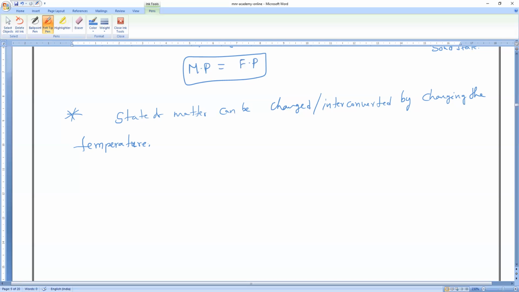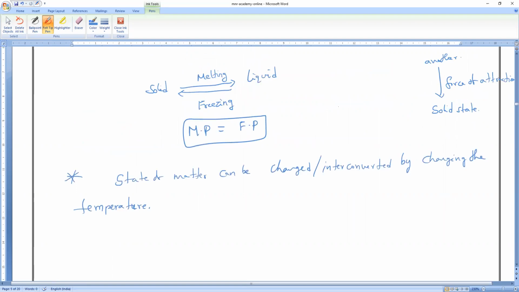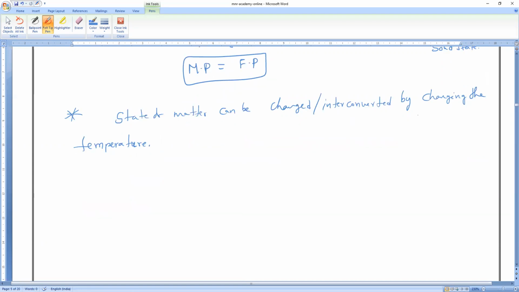So I can say for any substance, melting point is equal to freezing point, and boiling point is equal to the condensation point. That is what. So we went from solid to liquid, liquid to gas, and we came back from gas to liquid and liquid to solid. So everything is over.